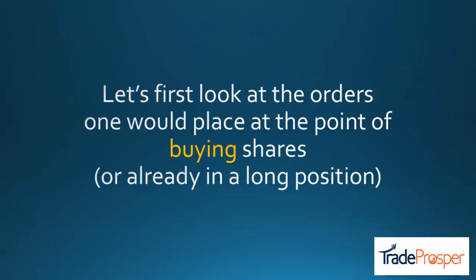Let's first look at the orders one would place at the point of buying the shares. Remember, the strategies we are going to look at today would be referencing exit orders. One could put an exit order at one of two points. Either when you place the original purchase order for your shares, so in other words, at the same time you place the order in the system to buy the shares, you also put the safety net orders in the system at where you wish to exit. Or alternatively, you can already be long shares, and this will just be the orders you put in the system to protect your existing long position.